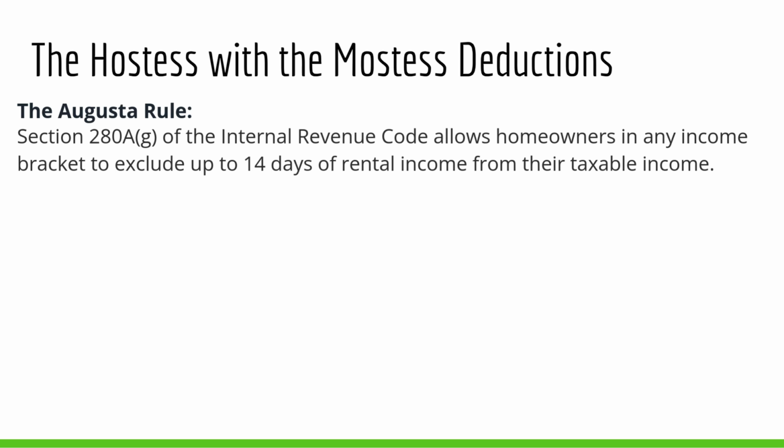The hostess with the mostest deduction, I like to call it. It is the Augusta rule. So this is what the Augusta rule says. It's section 280A, whatever, who cares what it's called, of the Internal Revenue Code. It allows a homeowner in any income bracket to exclude up to 14 days' worth of rental income from their taxable income. This is renting out your primary residence. Okay, you can't do this with Airbnbs. You can't do this with your regular rental properties. You can actually rent out your home 14 days a year, tax-free.